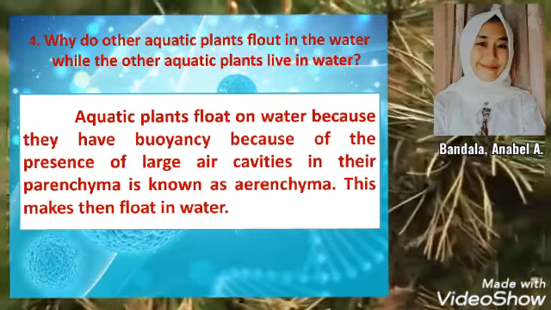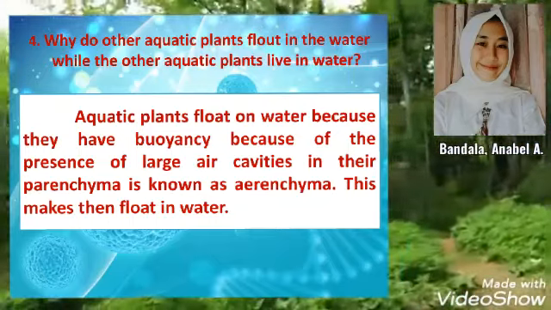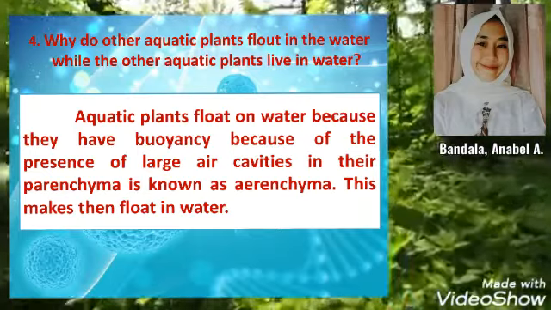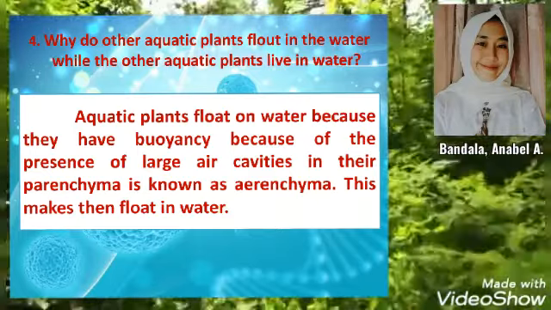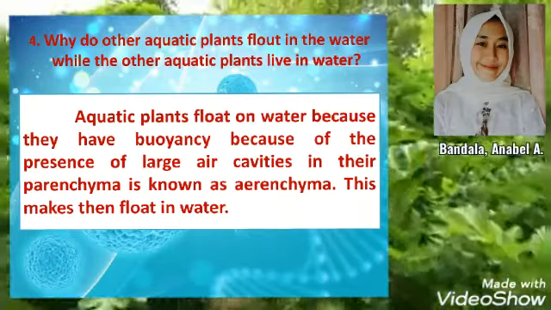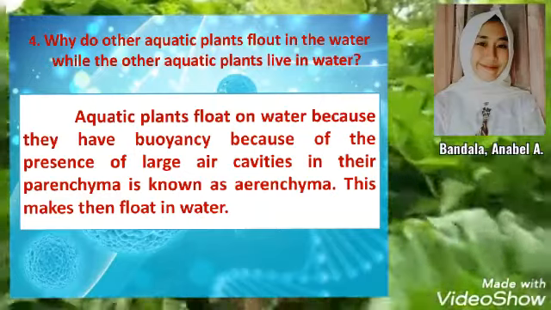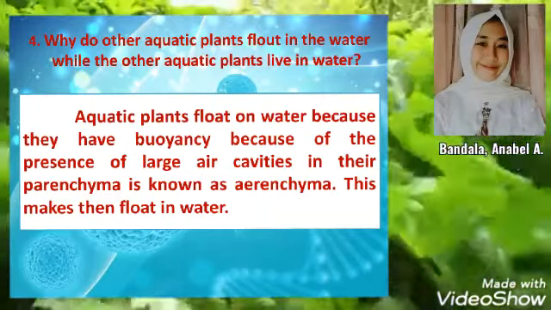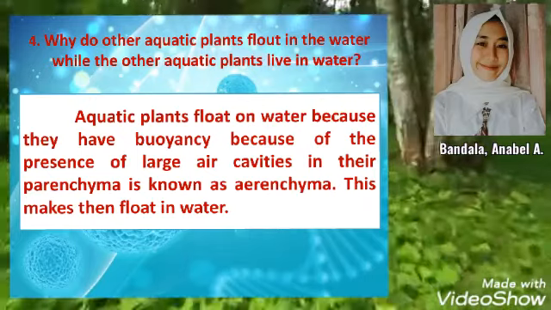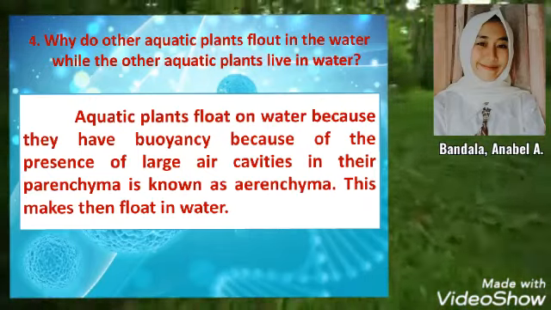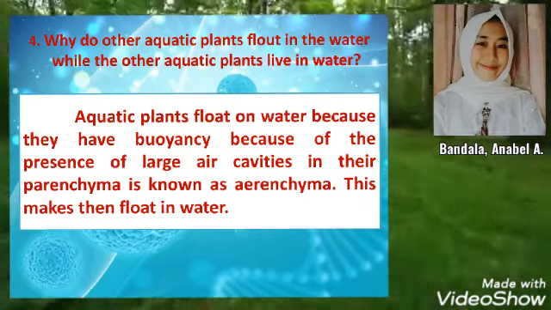Why do some aquatic plants float in the water, while other aquatic plants live in the water? Aquatic plants float on water because they have buoyancy because of the presence of large air cavities in their parenchyma, and this parenchyma is known as aerenchyma. This makes the plants float in water.